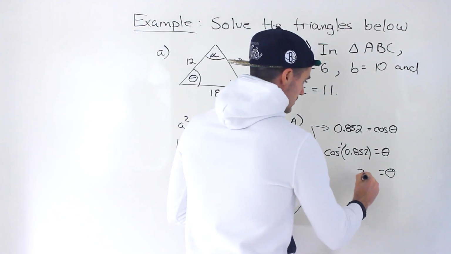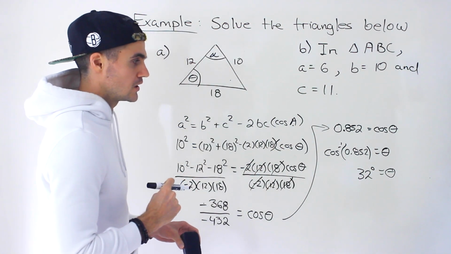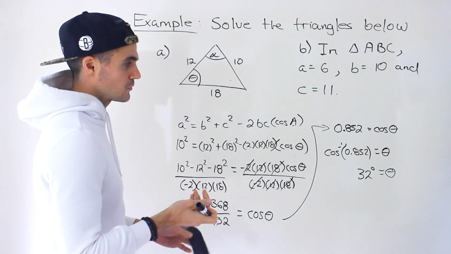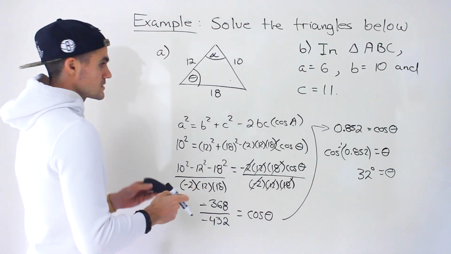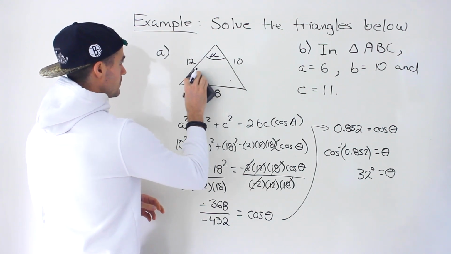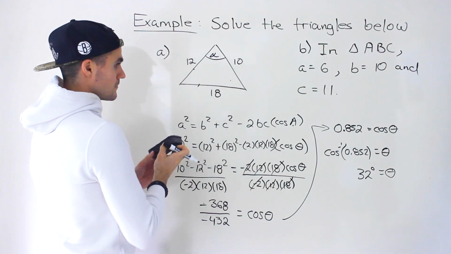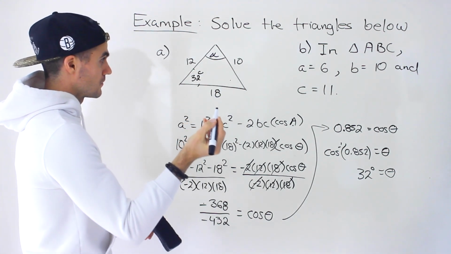I'm going to round it to the nearest degree, 32 degrees. If you want to be a little bit more exact, you can round it to 1 or 2 decimal places. I'm going to round it to 32. I'm going to round it to the nearest degree right there, right? So this here would end up being 32 degrees, that theta that we solved for.